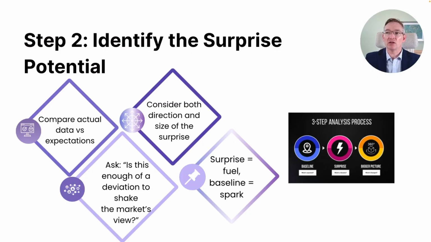And then finally, once you've identified the surprise, you've got to ask yourself, what is the market expecting? Okay? You've got to think, is this enough of a deviation to shape the market's view? If inflation comes in well below market's minimum expectations, then yes, it can be enough. So you've got to think the direction, the size of the surprise, and the bigger the surprise, the bigger the move. Okay? You've got the 3-step analysis process: the baseline, the surprise, the bigger picture.